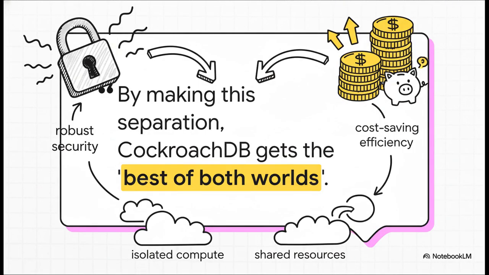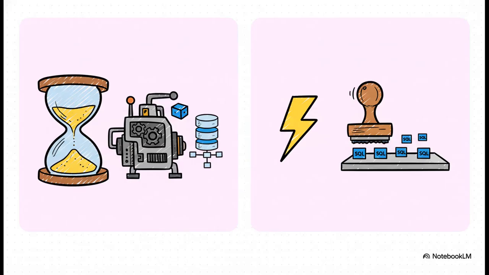It says this separation gives you the best of both worlds. You get that rock-solid security of having your own isolated compute, but you don't have to give up the cost-saving efficiency of sharing resources. It's pretty brilliant. And this new architecture leads to a truly staggering difference in speed. I mean, look at these numbers.